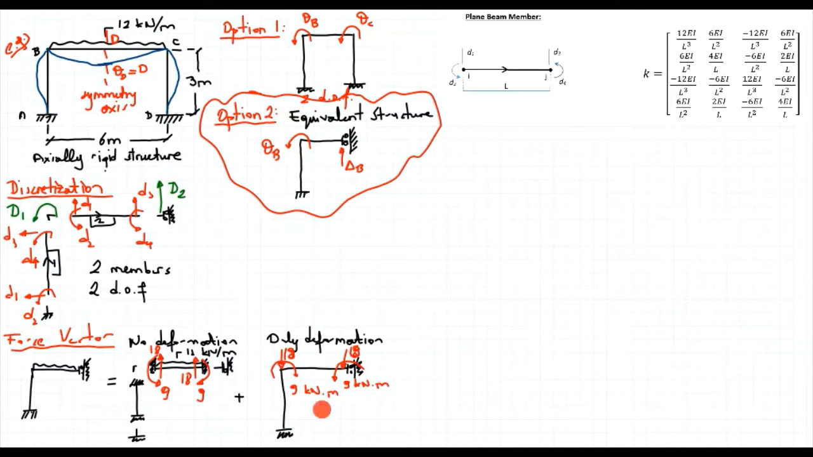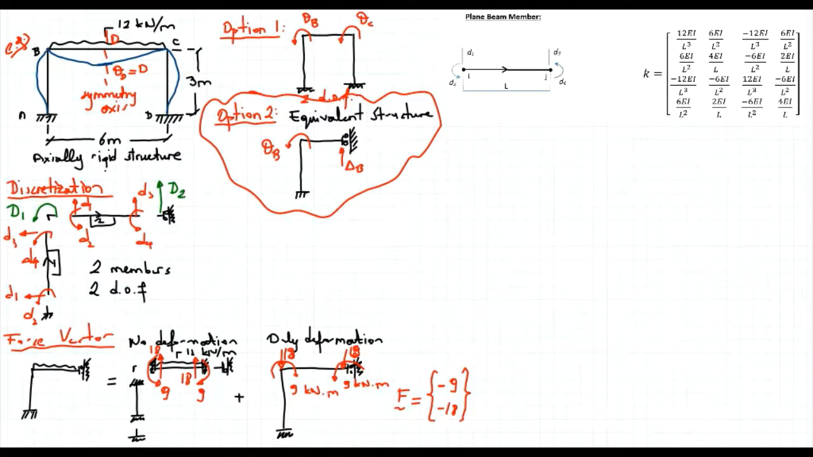So by looking at this only deformation case, we write down our force vector, and by looking at the no deformation case, we determine our fixed end force vectors for every member. So the force vector for the whole structure is equal to, the first degree of freedom is rotation, and the corresponding moment is -9. They are in the opposite direction. The second degree of freedom is translation, and the corresponding force is -18. They are in the opposite direction.